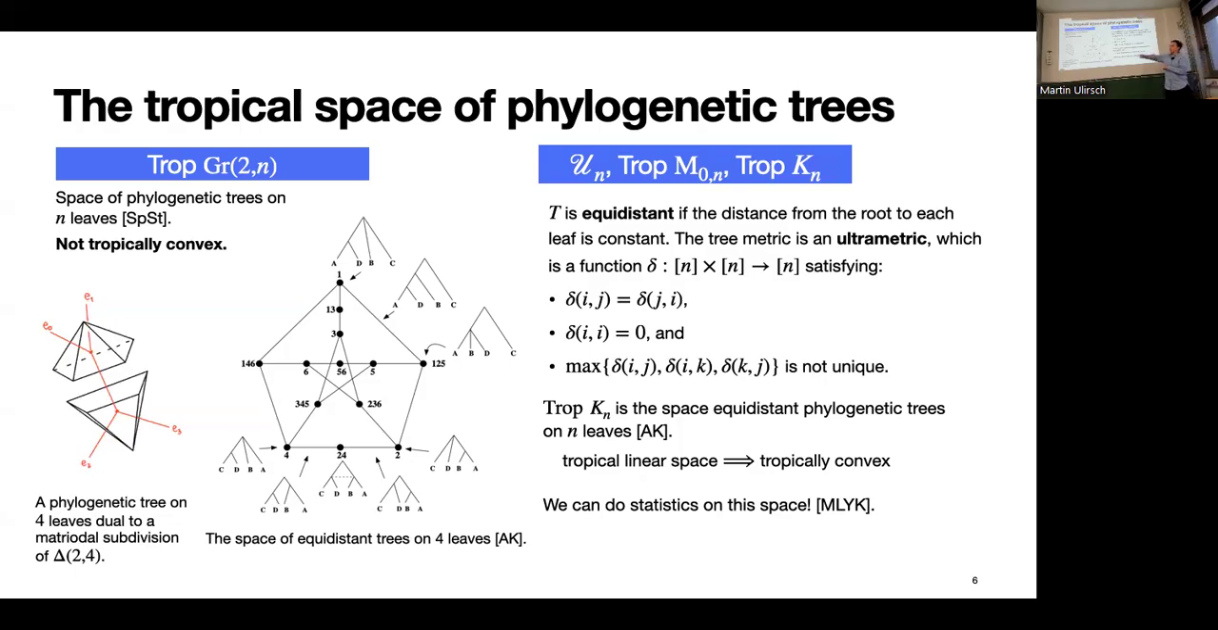Yeah, and since it's a tropical linear space, it's tropically convex. There are also some results that say that we can do statistics on this space like we can on other spaces. I won't go too much into that, but will focus more on this averaging problem.